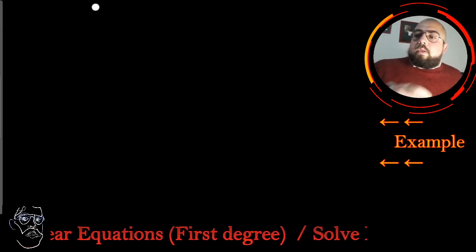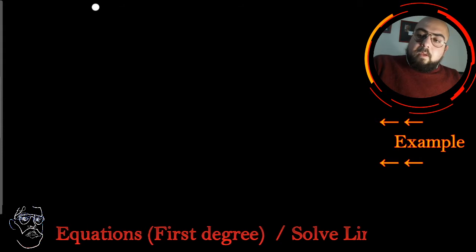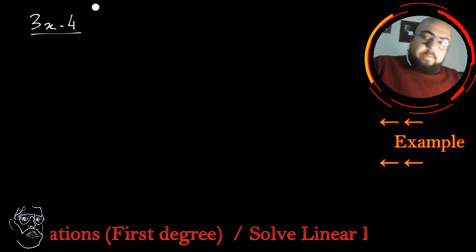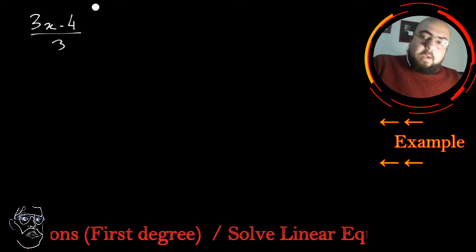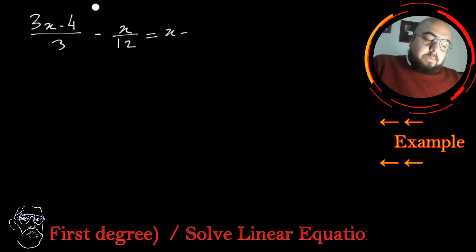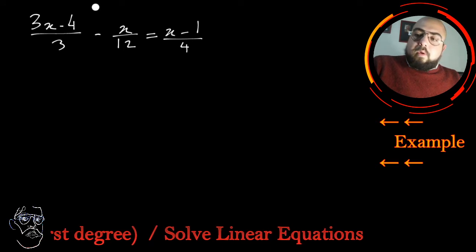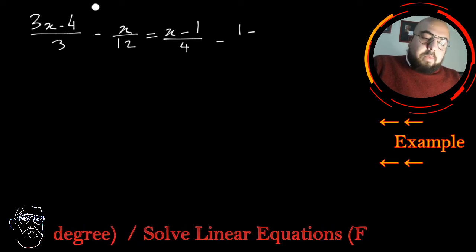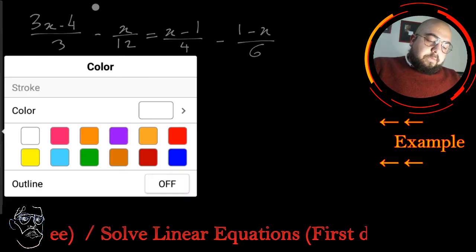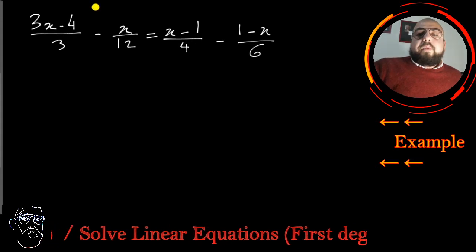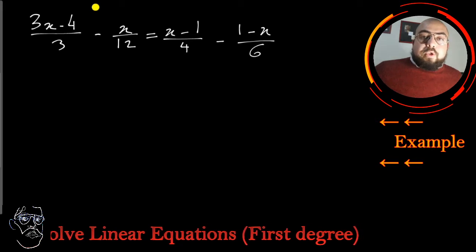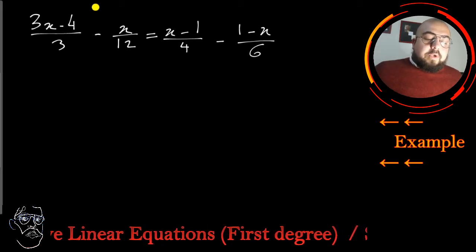What about this equation? So we have (3x minus 4) over 3 minus x over 12 is equal to (x minus 1) over 4 minus (1 minus x) over 6. Now, in order to solve this equation, of course, it's a polynomial. It's a linear equation of first degree. You do not have any rational form. It's a linear reduced form.